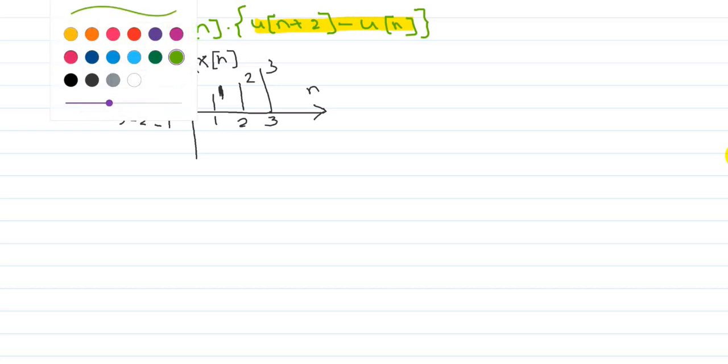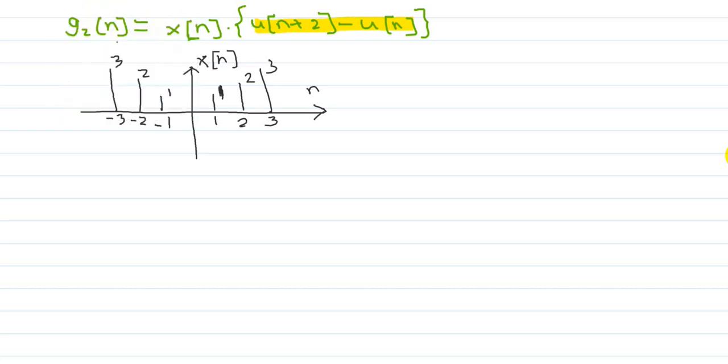So let us plot the signal u of n plus 2 minus u of n here. Now, as I told you previously, u of n starts at n equal to 0. This will be 1, and then all the samples will be 1 for positive n. Okay, this is your u of n here.